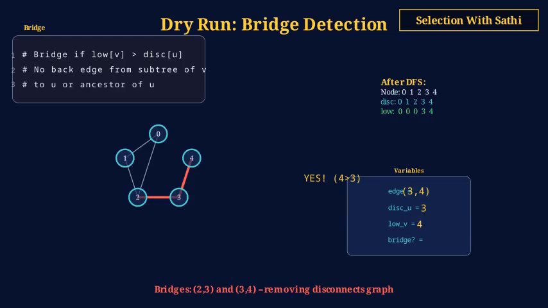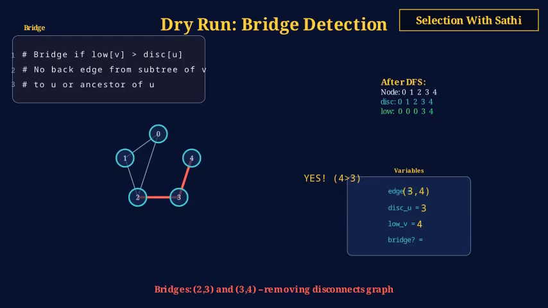Node 5 has edge to 3, back edge. Low of 5 becomes 3. Low of 4 becomes 3. Low of 3 stays 3. Now check edge 1 to 3. Low of 3 is 3. Disk of 1 is 1. 3 is strictly greater than 1. Bridge found.